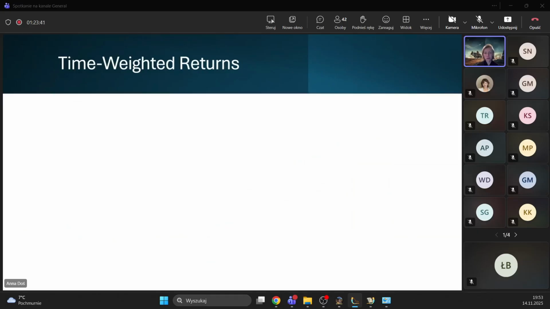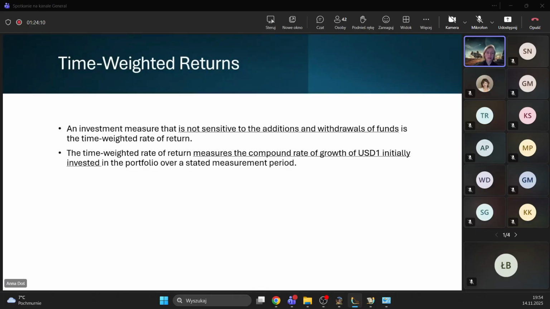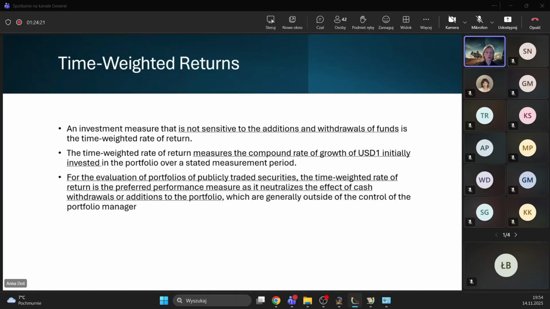Now, the time-weighted return. Well, if you are a portfolio manager and you are not fully responsible for how much money you have in what year, because this is the decision of the investors, then you want to know the time-weighted return. And the time-weighted return is the return that is not sensitive to additions and withdrawals of funds. It is similar to holding period return, but it is not exactly the same. So it measures the compound rate of growth of $1 initially invested in the portfolio, and not all the dollars initially invested in the portfolio.